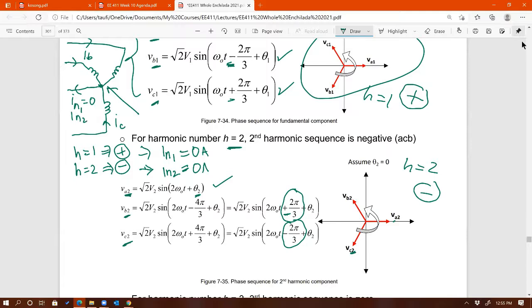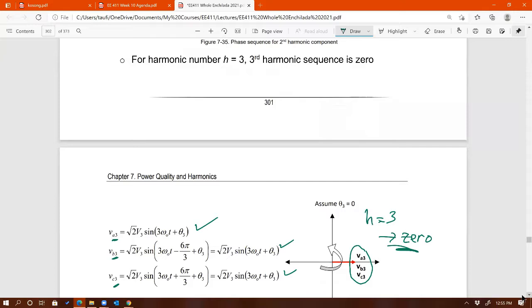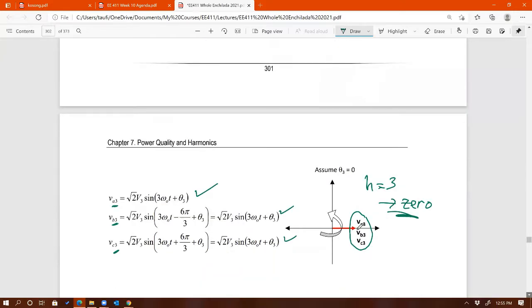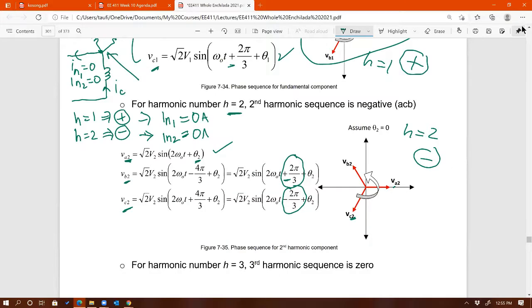But what happens with H equal to 3? Go ahead and add all three currents. Is that going to be 0? Of course not, because they all have the same angles. That's what's dangerous about these harmonics, harmonic number 3 and multiples of it. When H is equal to 3, it follows zero sequence. That is dangerous because now IN3 is not equal to 0 anymore, to the point that it can be larger than the line current itself.